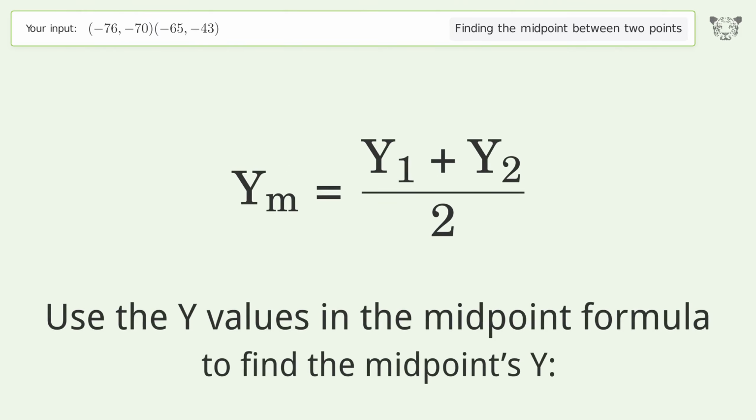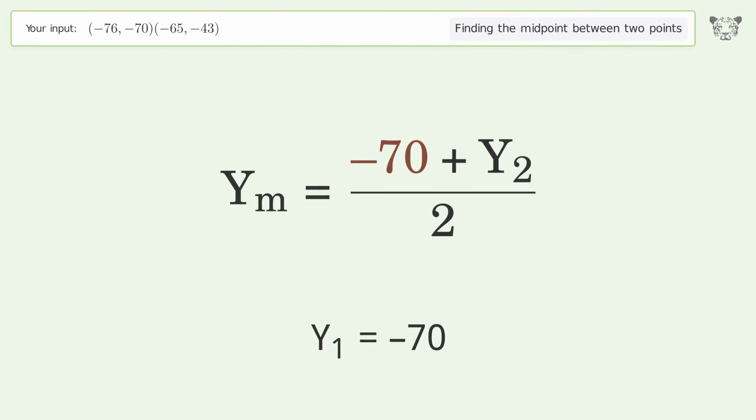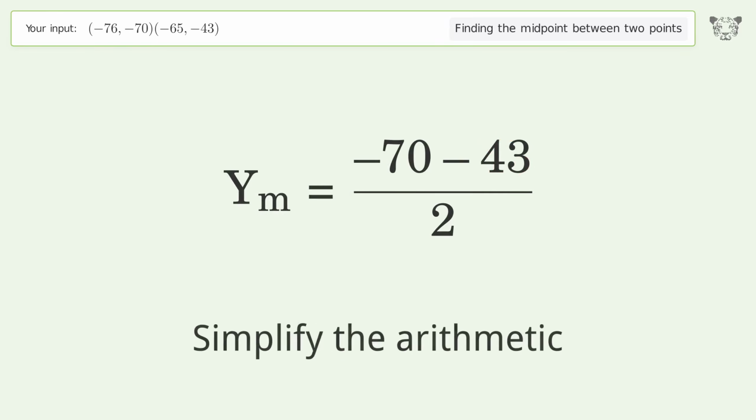Use the y values in the midpoint formula to find the midpoint's y. y1 equals -70. y2 equals -43. Simplify the arithmetic.